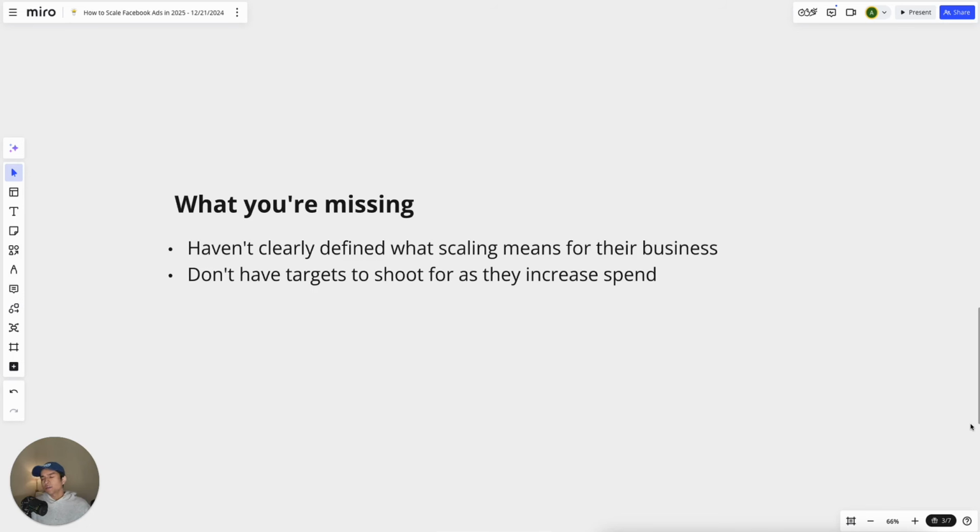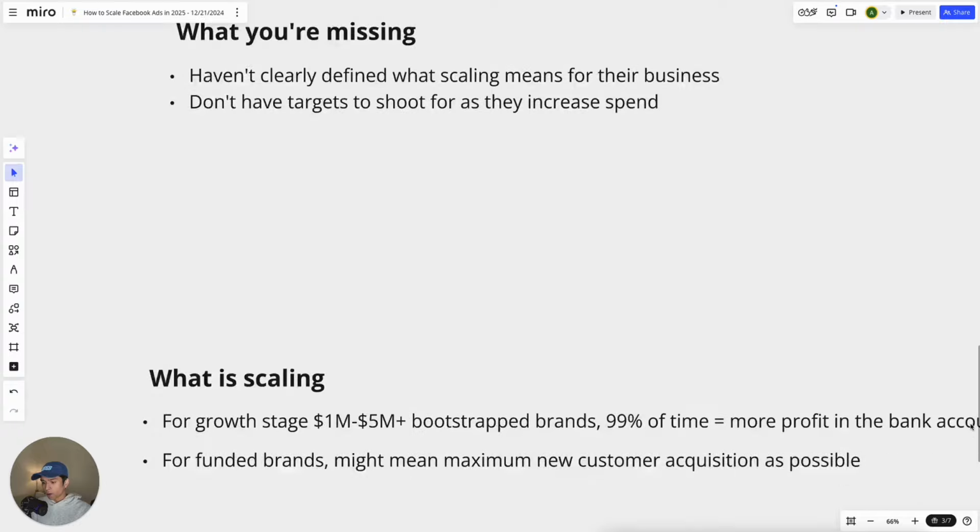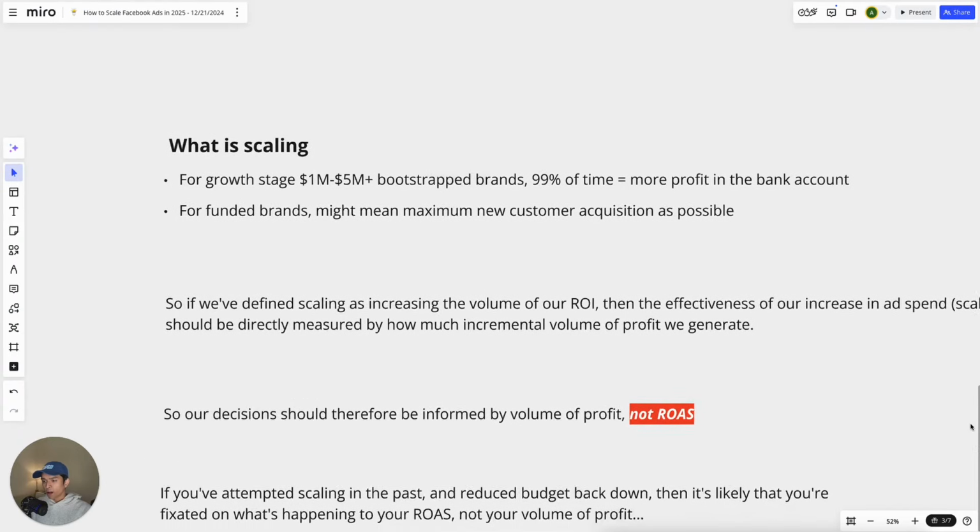I forgot who said this, but someone said if I had 1 hour to cut a tree, I would spend 59 minutes sharpening the axe and then 1 minute actually cutting. So that's kind of what we're doing in this step here. So what is scaling? Let's go ahead and define what that is.